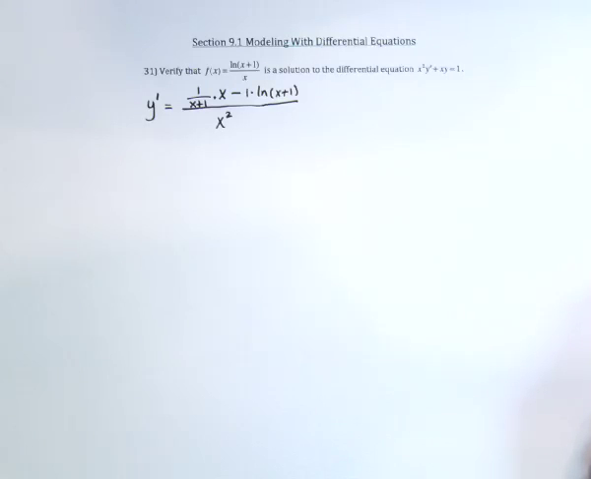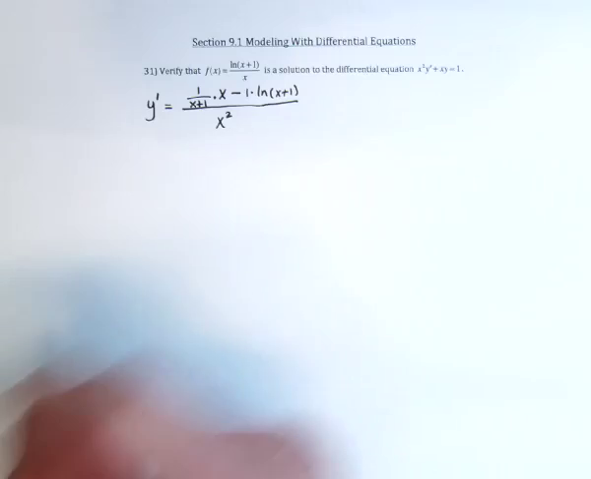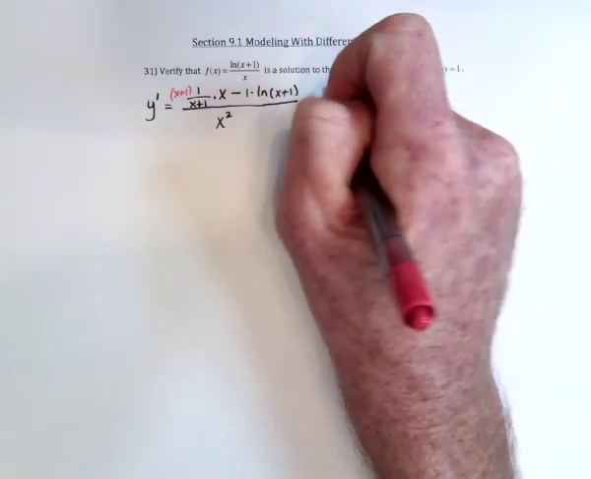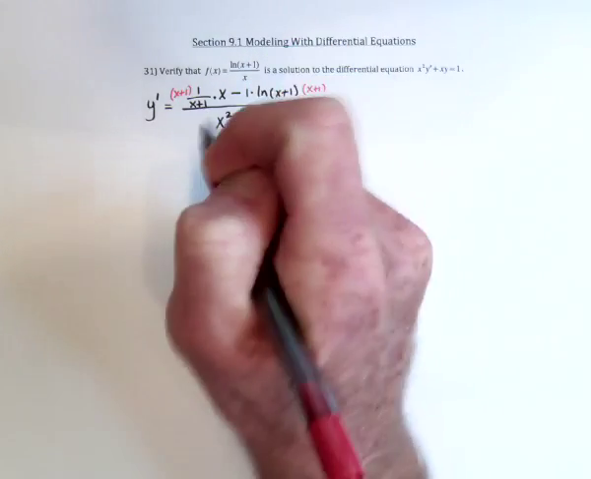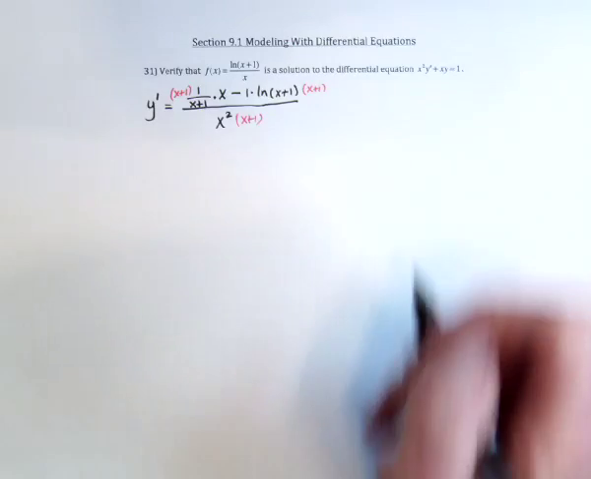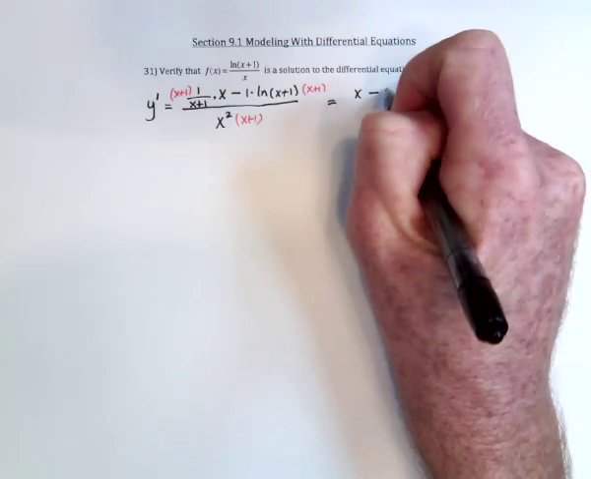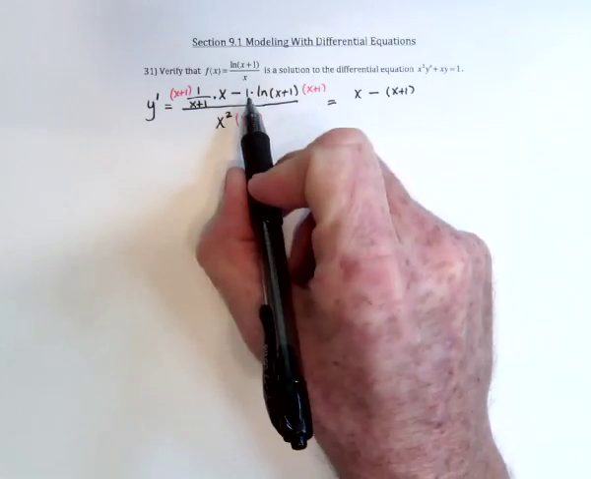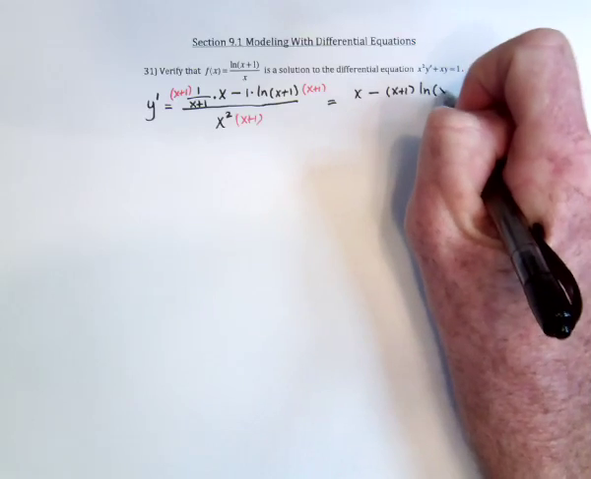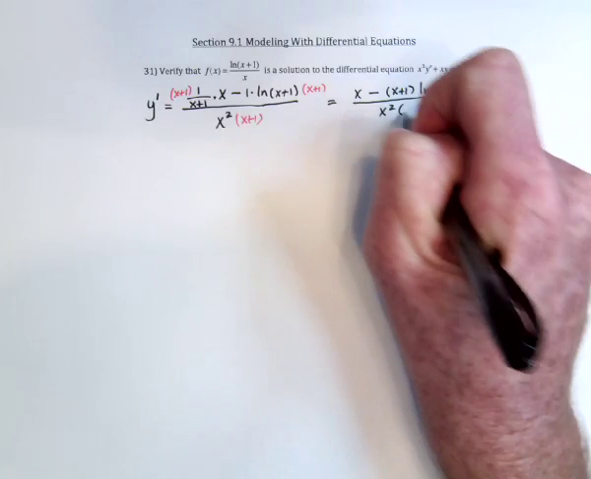And I probably should do some algebra to clean up this complex fraction, so multiply by the least common denominator, which is this x plus 1. And multiply all three terms by it. So the first term would just become this x, and then minus, I would put this red x plus 1 in front of the natural log. And then it's all divided by x squared times x plus 1.